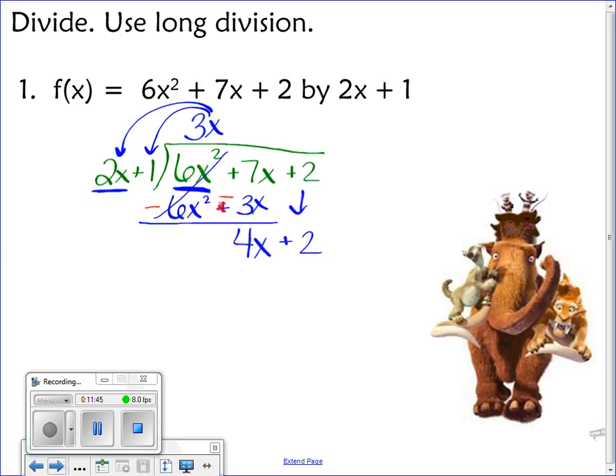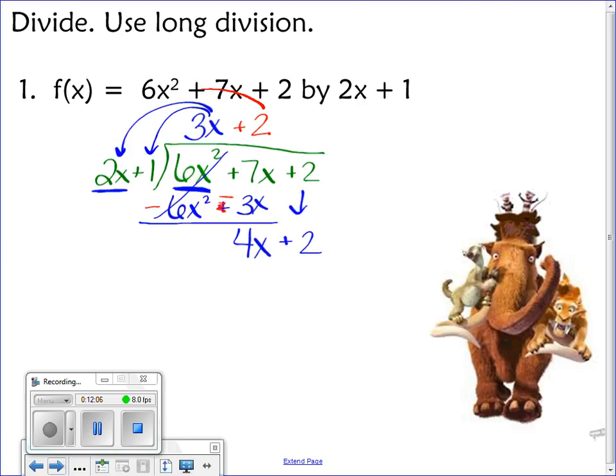All right, let's go again, because I'm not done. So then I start again. The first term and first term. What do you multiply 2x by to get 4x? 2. Negative 2 or positive 2? A positive 2, because I'm going to need a plus 2 going up there. What do I do next?